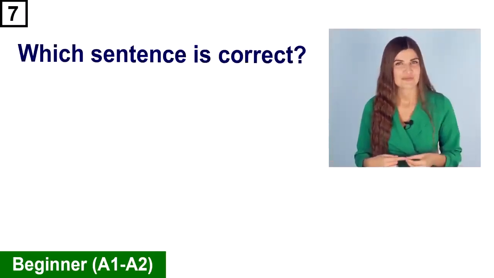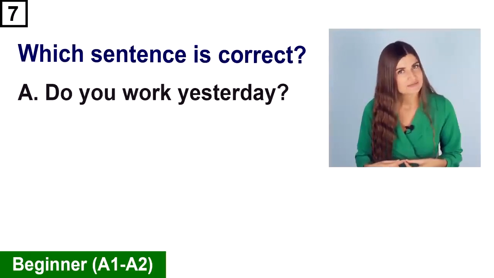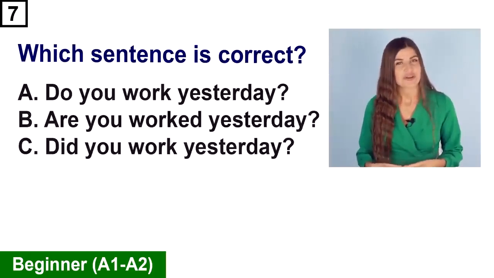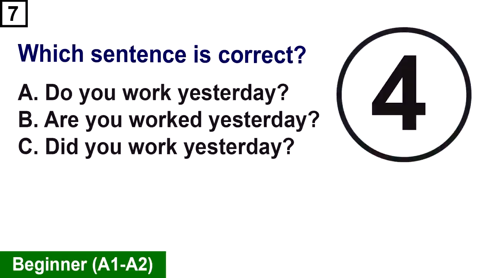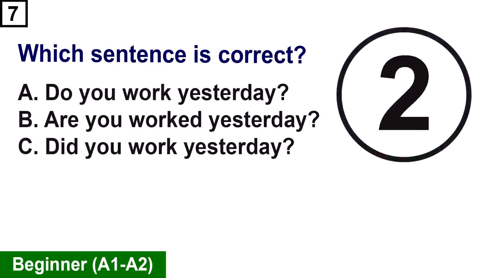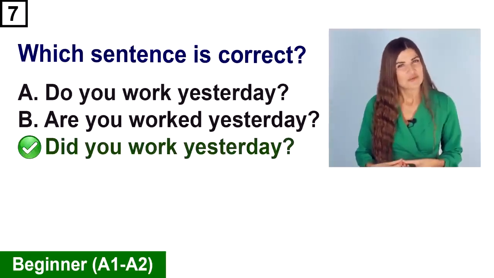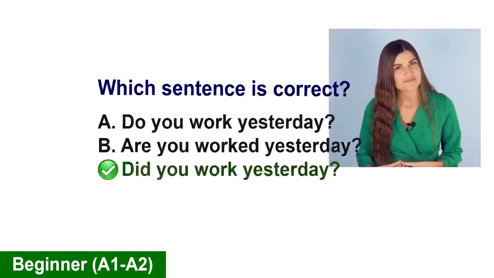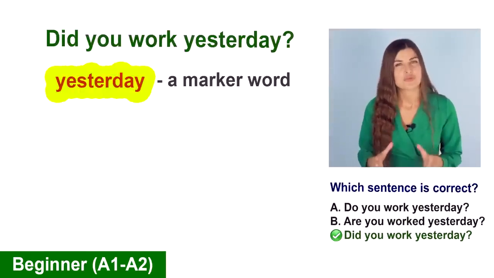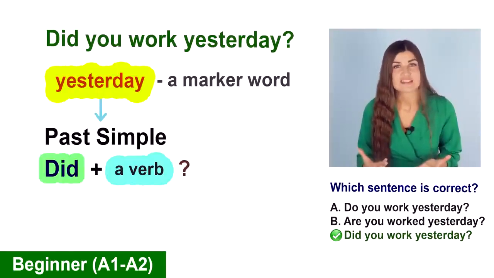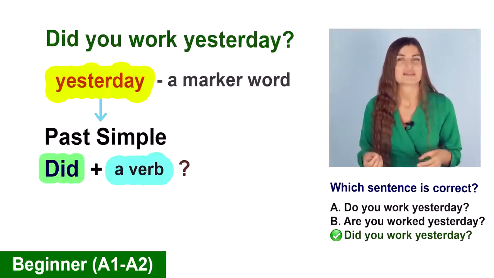The next question. Which one is correct? Do you work yesterday? Are you worked yesterday? Did you work yesterday? The right answer is C. Did you work yesterday? Why? There is a marker word, yesterday, which is used in the past simple. So, in the past simple questions, we use did plus verb.